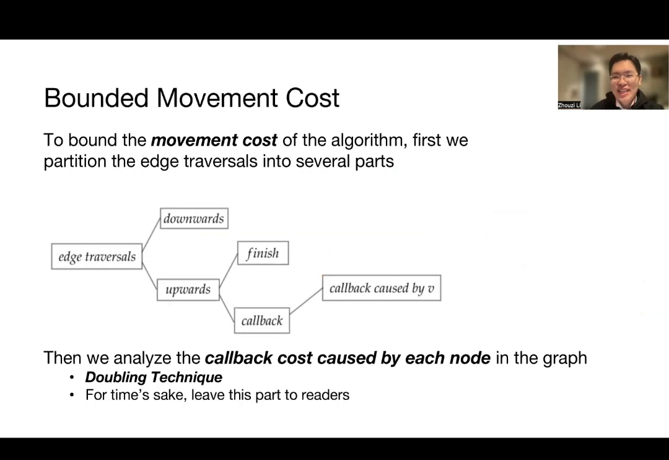We have bounded the extra exploration. Then to bound the movement cost, we partition all the edge traversals into several parts. And then we use a doubling technique to analyze the callback cost caused by each node in the graph. For time's sake, we skip this part in this talk. For more details, we invite you to read our paper.